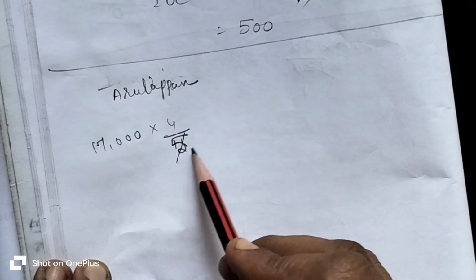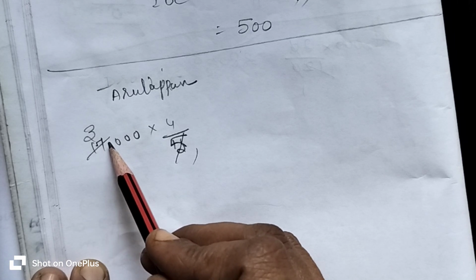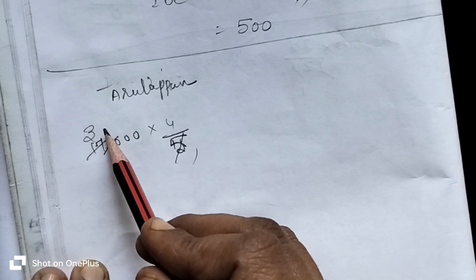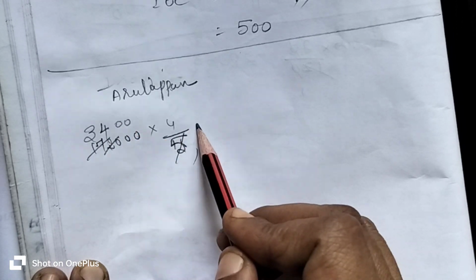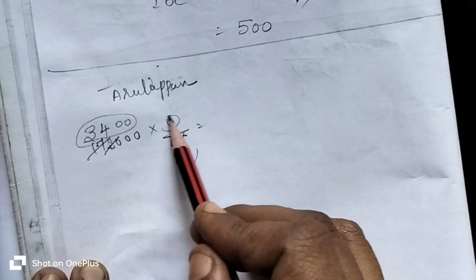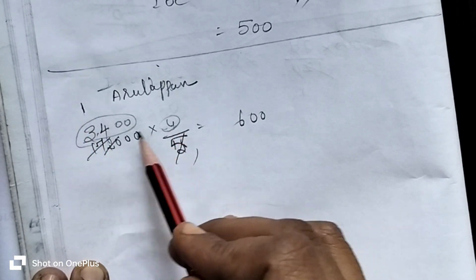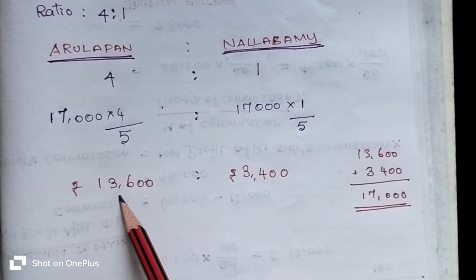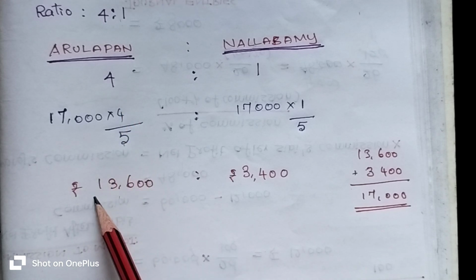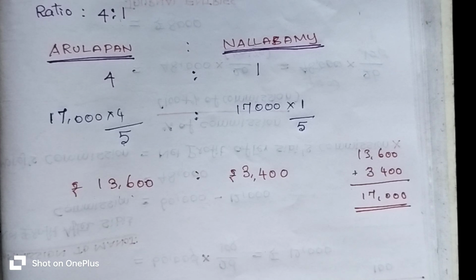Okay, so 1 5 is 5, 3 5s are 15, remaining 2. 4 5s are 20, okay, remaining 20 is here. So we have 3,400 into 4. 4 4s are 16, remaining 1. 4 3s are 12 plus 1, 13, right? So 13,600 rupees. So Arlappan's profit as per the ratio 4 is 13,600.